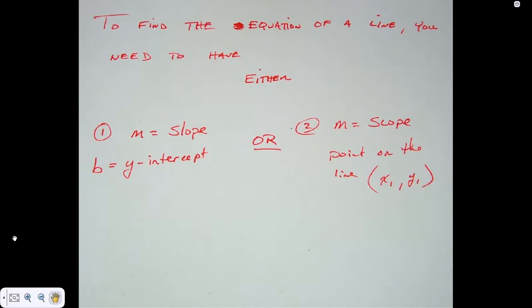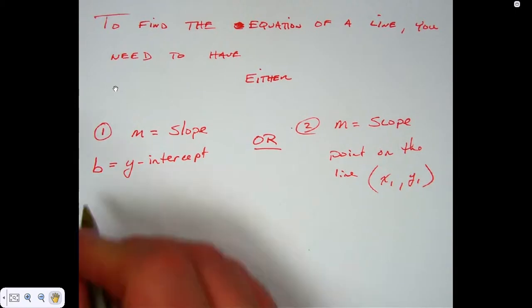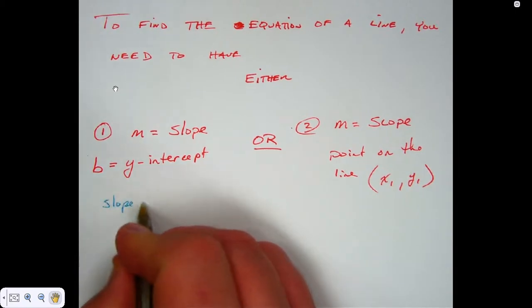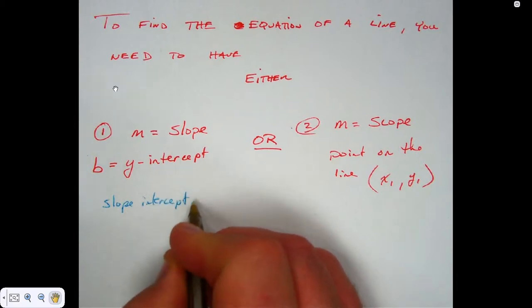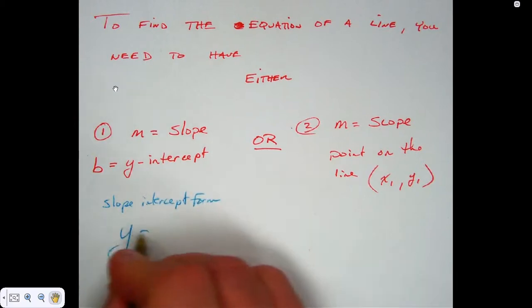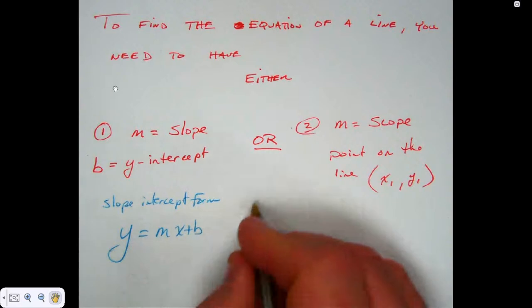It's that simple. Now, will they basically be given to you in some way, shape, or form in the problem? Yes. But you do have to find one or the other. You have to find either the two things on the left or the two things on the right. Just out of curiosity, what form are you going to be using if you do the left? Slope-intercept form, aren't you? You'll plug it into y equals mx plus b, right?